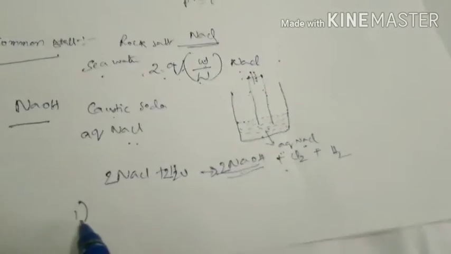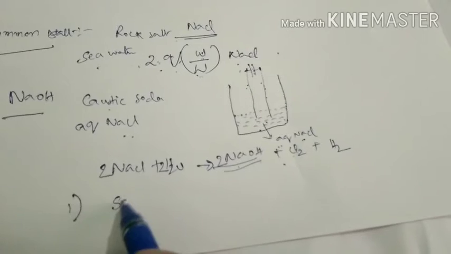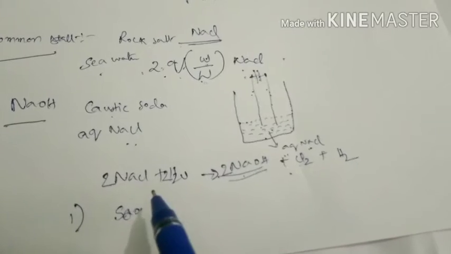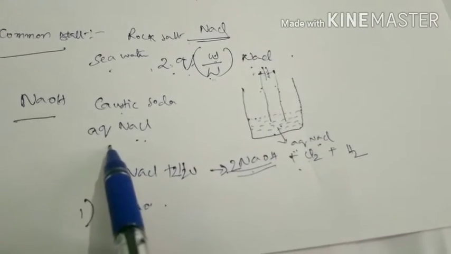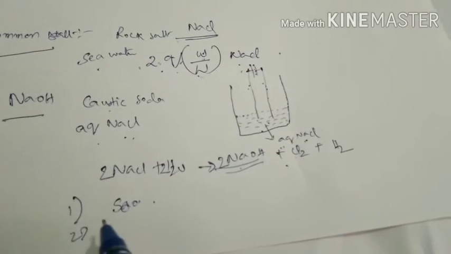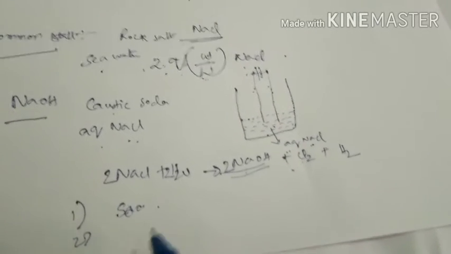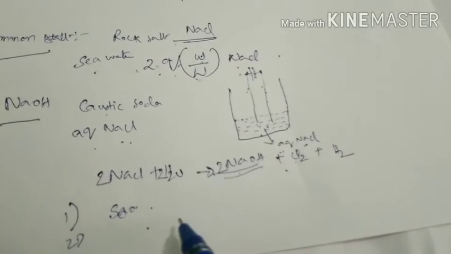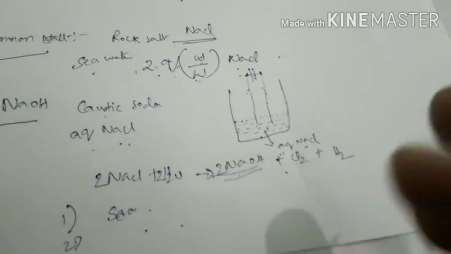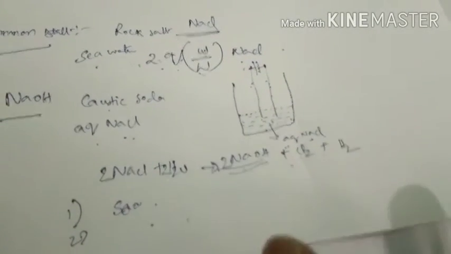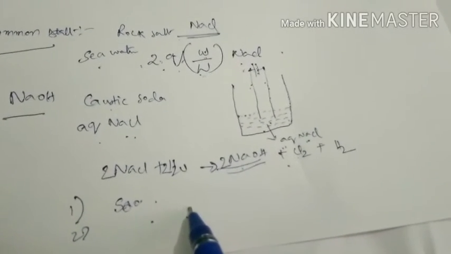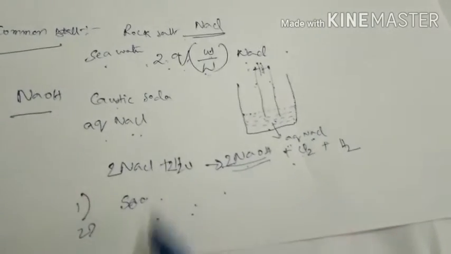Now we have to discuss NaOH uses. First, it is used in the manufacture of soaps and paper. That means while making soap and paper we use sodium hydroxide. Next, it is used in the refining of oil. Refining means purification of oils. It is also used in water treatment, that is, to free water from germs, it is mixed with water and then the water is purified. So these are the uses of NaOH.